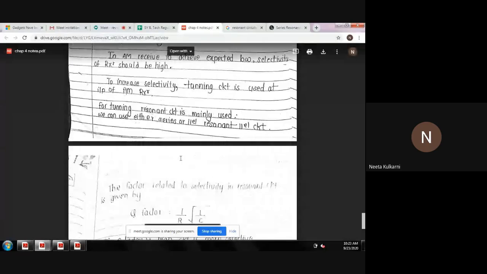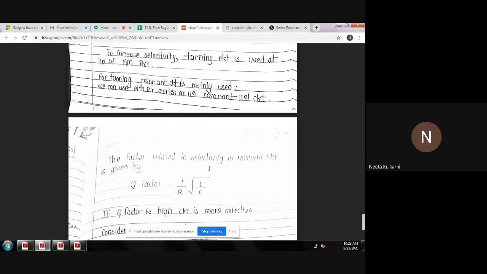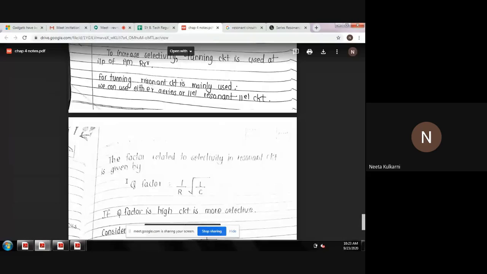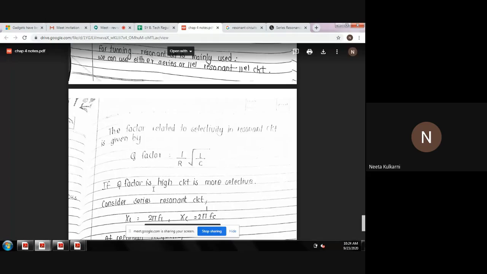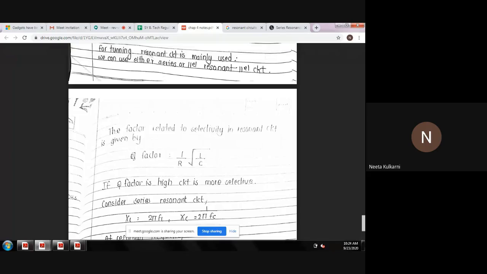And here there is one more factor related to the selectivity in resonant circuit, that is called as Q factor. Q factor is a parameter in the resonant circuit. If Q factor is high, circuit is more selective. When is the circuit more selective? When the Q factor is high, and the formula for Q factor is given by Q factor is equal to 1 by R square root of L by C.